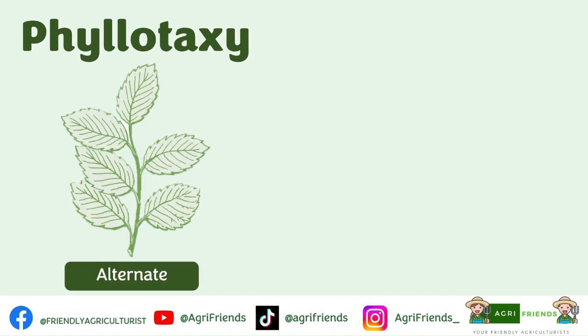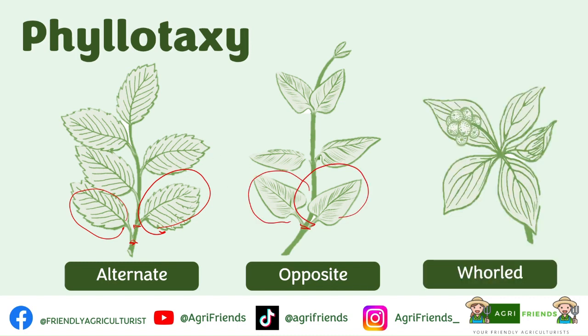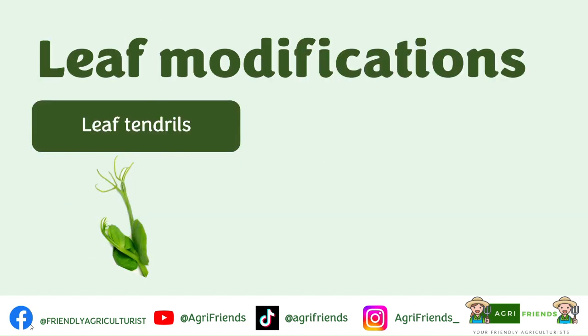For the leaf arrangement or the phyllotaxy, or the pattern of arrangement of leaves on the stem or branch, we have alternate. When we say alternate, a single leaf arises from each node. So this is a node, and at each node you have a leaf and a leaf. For the opposite, for each node you have a pair of leaves. For the whorled, each node has more than two leaves.